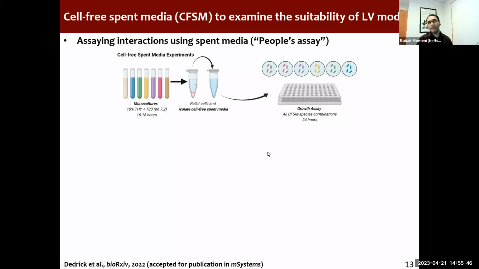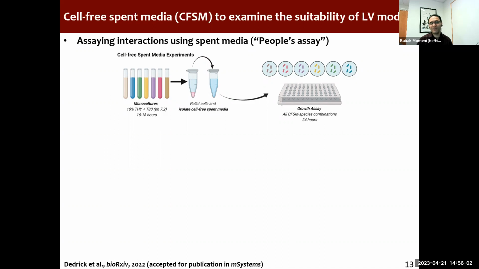So what we did was we characterized the interactions by looking at cell-free spent media of individual species and asking how other species were affected by it. So this is, we call it the people's assay, because it's the easiest type of experiment that you can do.